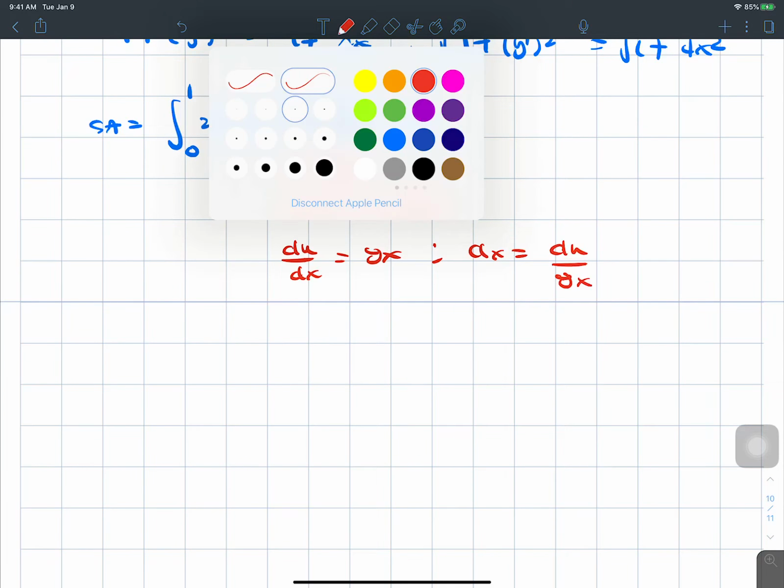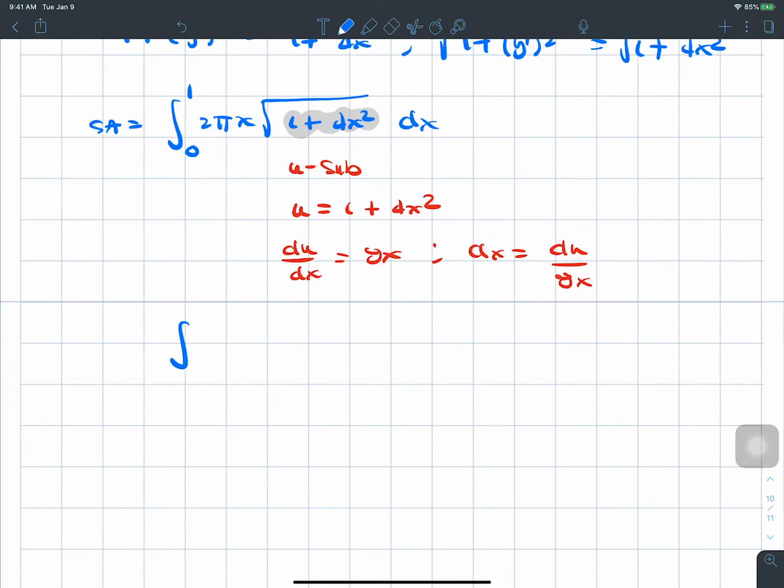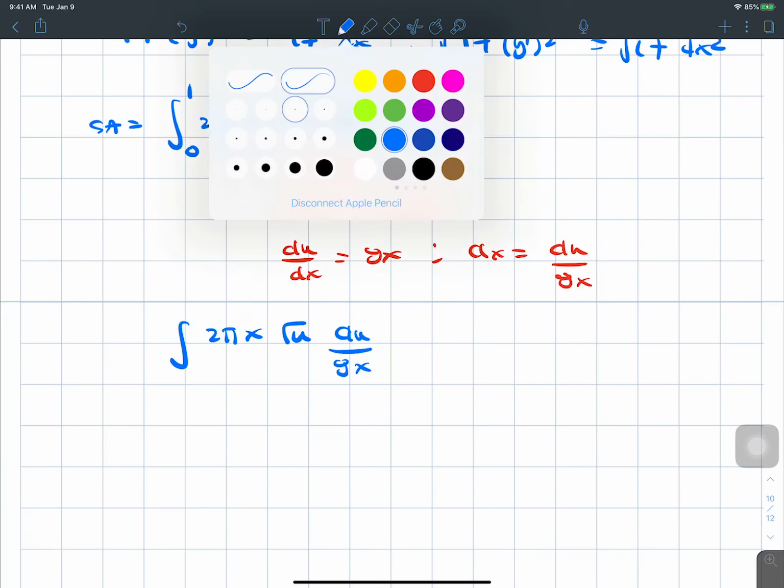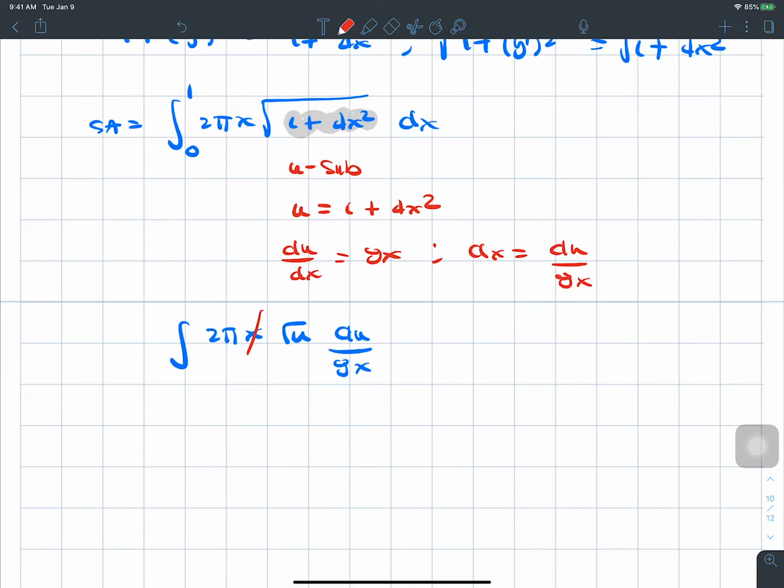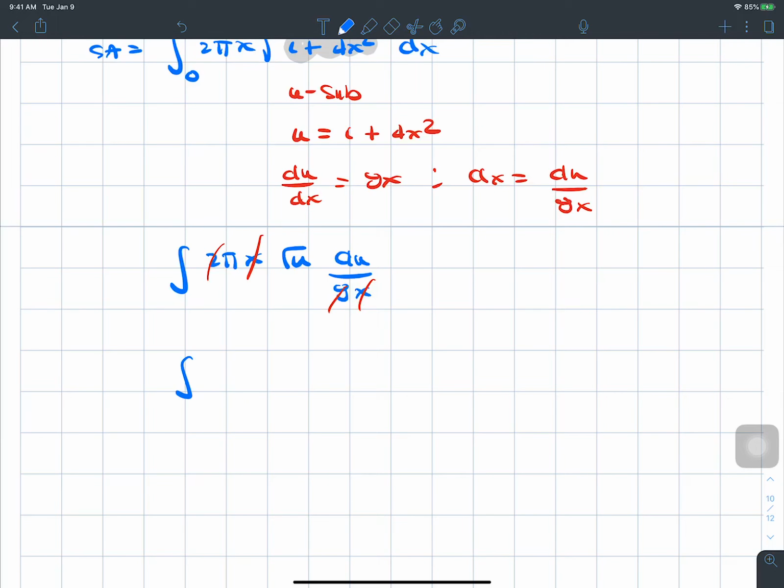So let's plug this in, right? We got the integral 2 pi x square root of u du over that 8x, and we get some nice cancellation. So we end up with an integral. Let's pull out the constant. It looks like it's pi over 4, right?